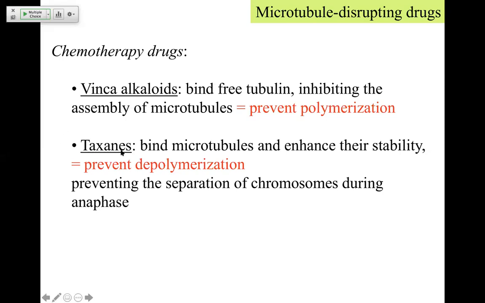Another type of chemotherapy drug called a taxane, derived from a yew tree, will bind the microtubules themselves and enhance their stability, right? Maintain that GTP cap so that they can't shrink. If they can't depolymerize, then the microtubules can't drag the sister chromatids to opposite poles of that dividing cell. Either way, preventing polymerization of microtubules or preventing depolymerization of microtubules will prevent those cells from dividing.